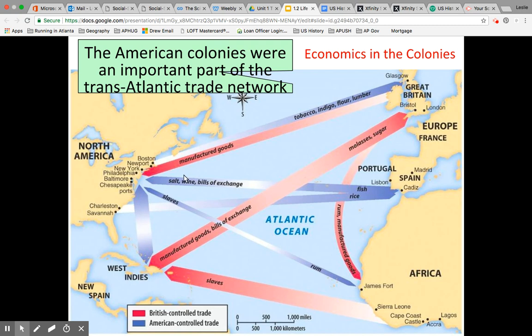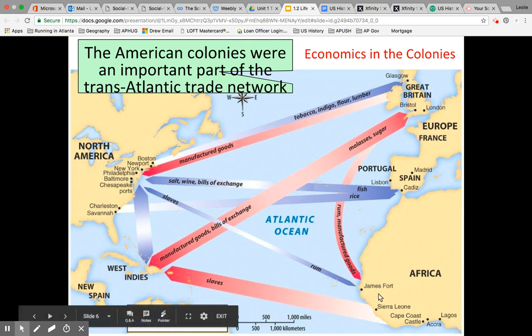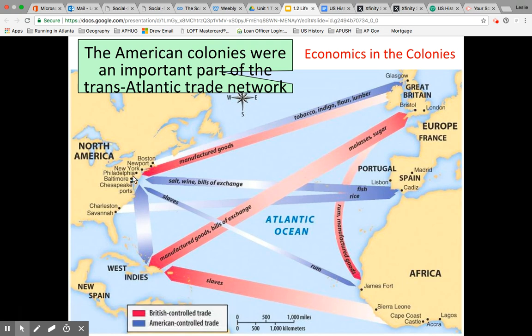And if you look closely at the map, you can see that there is a sort of triangular shape among the trade. So essentially what we had is raw materials going from England, England making those into manufactured goods, manufactured goods being traded to Africa for slaves, and slaves being transported to the West Indies and then on to the colonies to be sold.